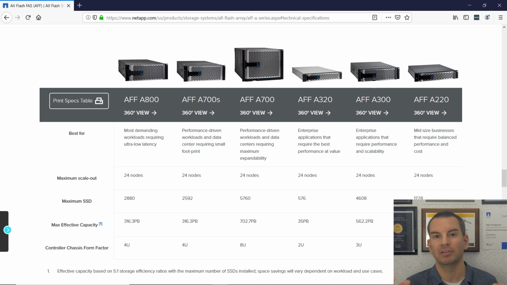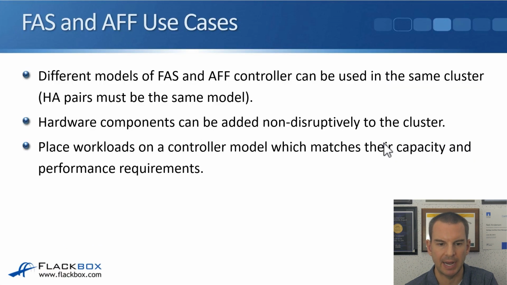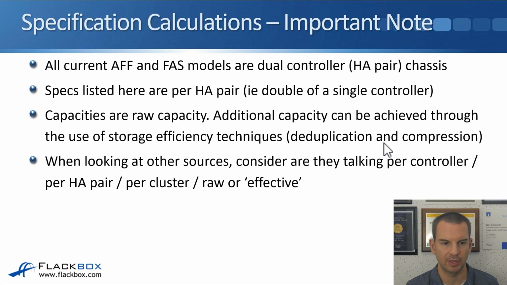And the reason I showed you that first slide about ONTAP being able to support multiple different workloads and saying that you can have different controllers in the same cluster, well, maybe workload A requires a particular capacity and performance, and workload B requires a different capacity and performance. Well, you can run those two different workloads on the same cluster on different models of controller that matches their requirements. Okay, going back to the slides again.